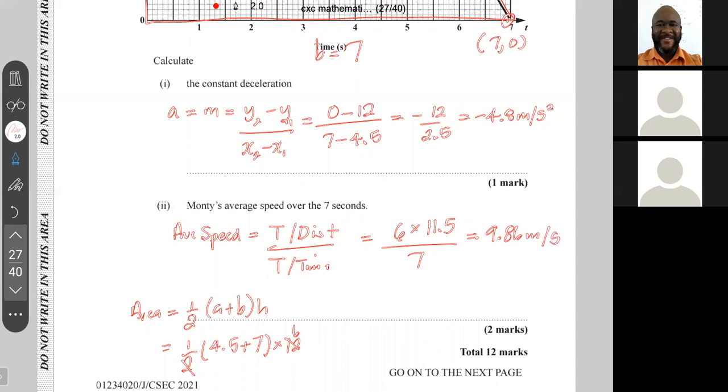So average speed is total distance divided by total time. The total distance it traveled was 6 times 11.5. The total time is 7. When you divide, you get 9.86 meters per second.